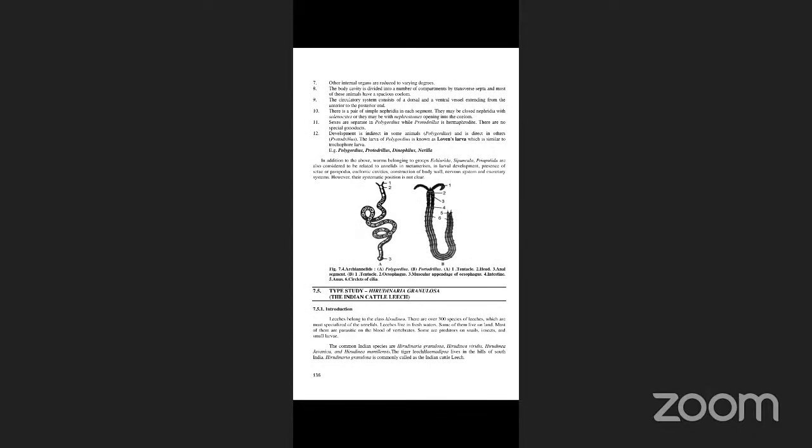The type study is Hirudinaria granulosa, also called the Indian cattle leech. Leeches, you might have heard, stay in water and usually bite animals. They suck blood from animals, even from human beings, but mostly animals that go for bathing. So they usually feed on animals. Leeches belong to the class Hirudinea. There are around 3,000 species of leeches, which are specialized forms of annelids.